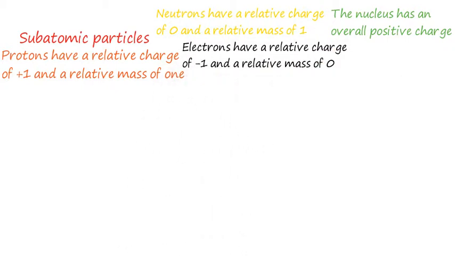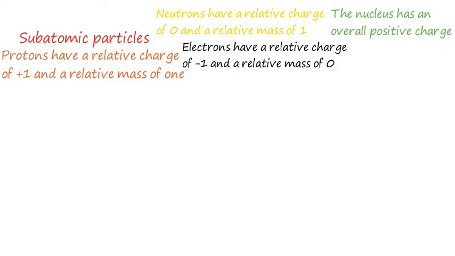Electrons are negatively charged subatomic particles with a relative charge of -1. Every atom contains equal numbers of protons and electrons, so this means the atoms have no overall charge. This also means you can use the number of protons in an atom to work out the number of electrons.